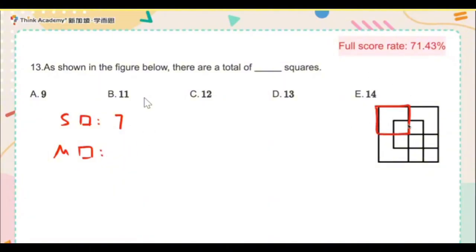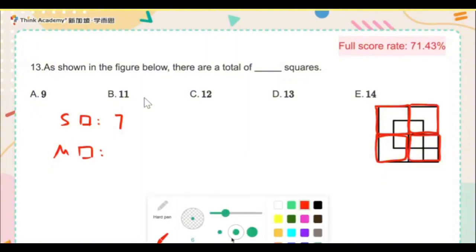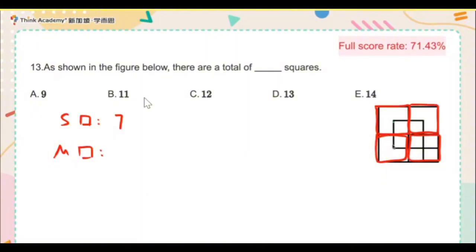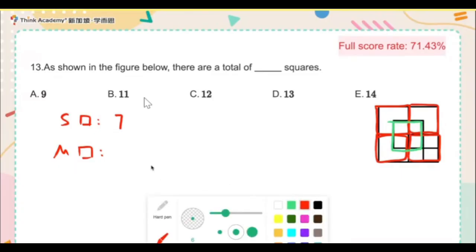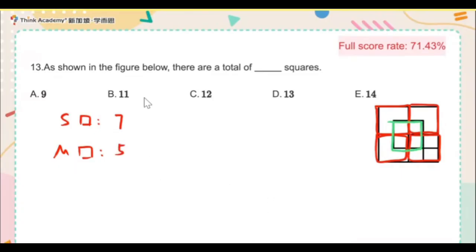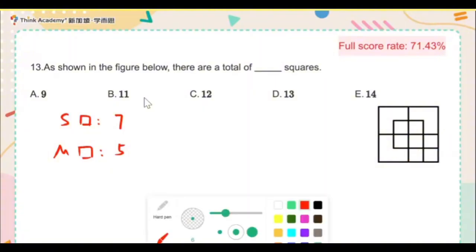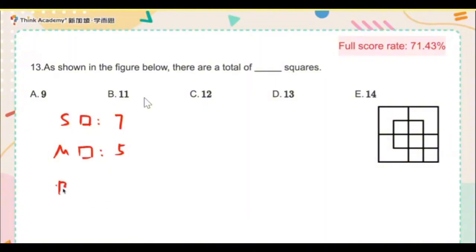Let's count. 1, 2, 3, 4. Anyone else? Yes, one more in the middle, right? 5. Okay, so we can see for the medium size, we got 5. And then everyone, let's move on. How about the big size? Do we have bigger size? Yes, we got another one on the top, right?